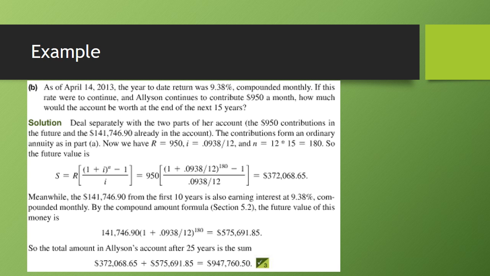Put that in your formula and you see that at the end of the 15 years, just from now until then, she will have accumulated $372,068.65. However, we don't want to forget that she has already got over $141,000 from the first 10 years in the account, and it is now earning interest at 9.38% compounded monthly.